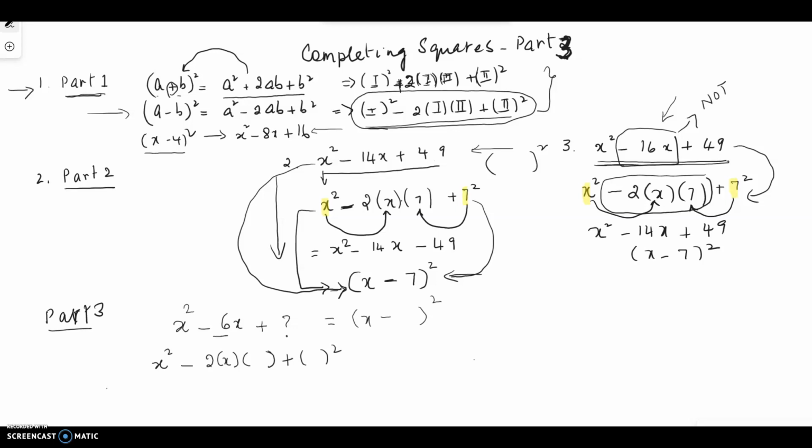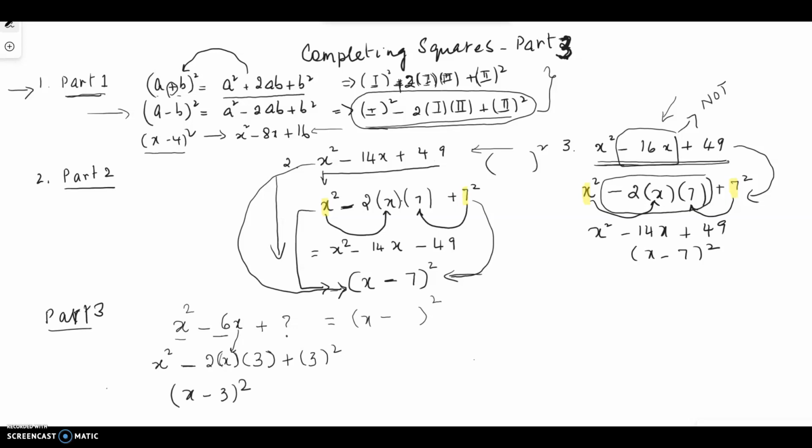So in order to write a negative 6, we already have the x here. Note that the number that fits in here, in order to make it a negative 6x, is a 3. So negative 6x is the same as the negative of 2 times x, which is the first term, times 3. So in order to make this a perfect square, what I need to do is square the 3. And that would make it (x minus 3) the whole squared.